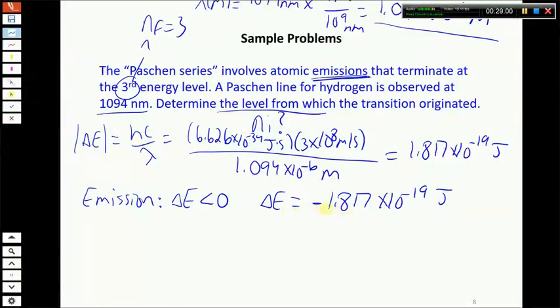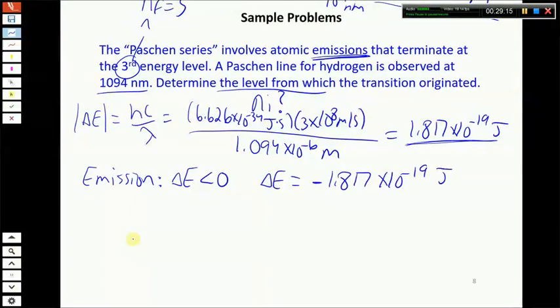So again, delta E is negative because we're talking about emission of a photon, as is stated in the first sentence of the problem. This number here, which we get from the photon wavelength, is the absolute value of delta E, or the energy of the photon itself. So it's a negative delta E, and then we just set up the Bohr equation. Delta E, minus 1.817 times 10 to the minus 19 joules, is equal to the Bohr constant, minus 2.18 times 10 to the minus 18.